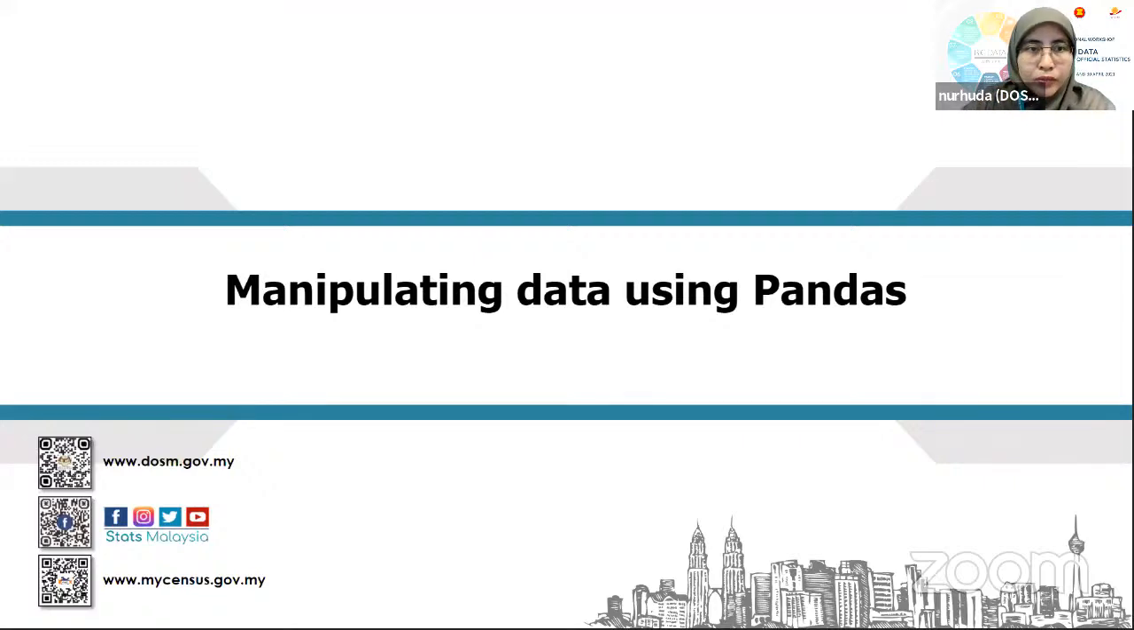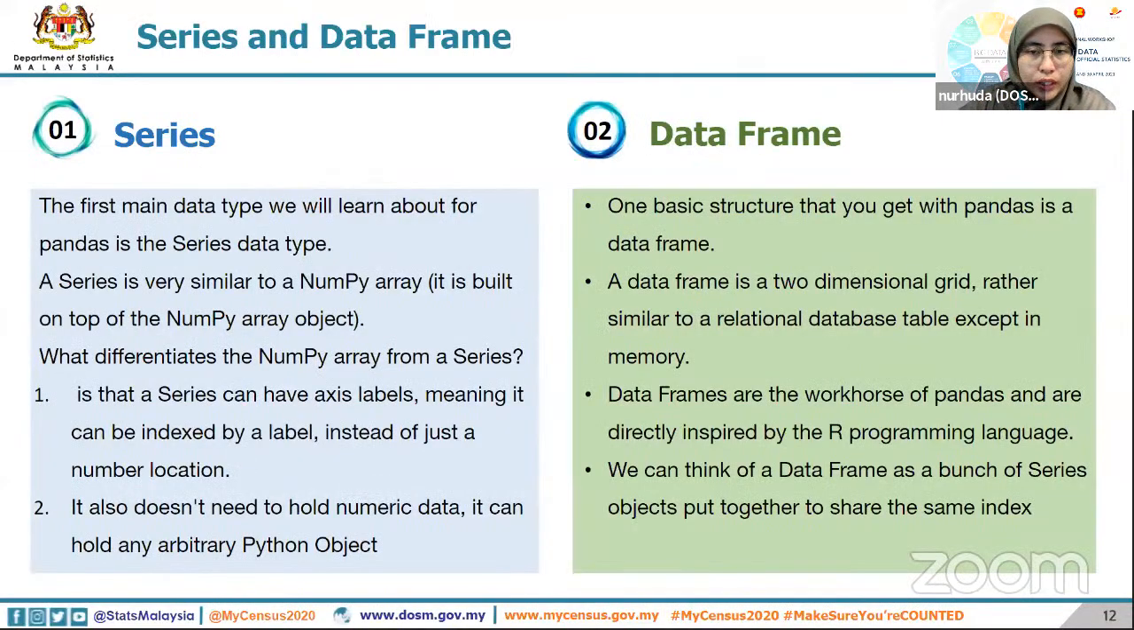Okay, for Pandas, we will touch only on two things: series and data frame, which already cover a lot of things that you can do with Pandas. In short, series is the first main data type that we will learn about in Pandas. It's similar to NumPy, but the difference is that series have flexible axis labels, which means you can have an index when you use Pandas. I will explain this further. It can also hold not only numeric data, but any Python object.